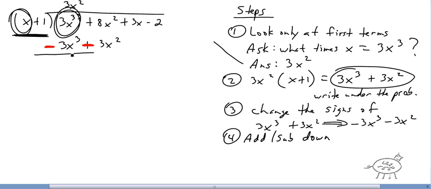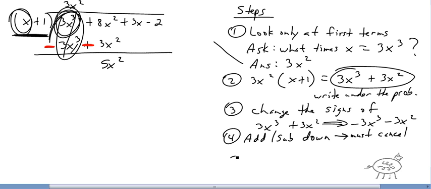So I'm going to draw a line underneath here, and I'm going to say 3x cubed minus 3x cubed cancels. That's important, guys. If these don't cancel, if that doesn't work, you didn't pick the right value. That's the deal. It has to cancel. So you're going to add and subtract down, and it must cancel. Okay? And then 8x squared minus 3x squared is 5x squared.